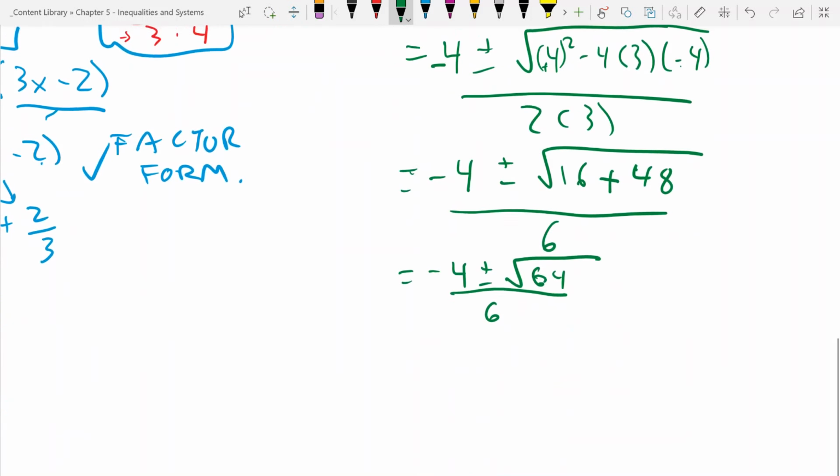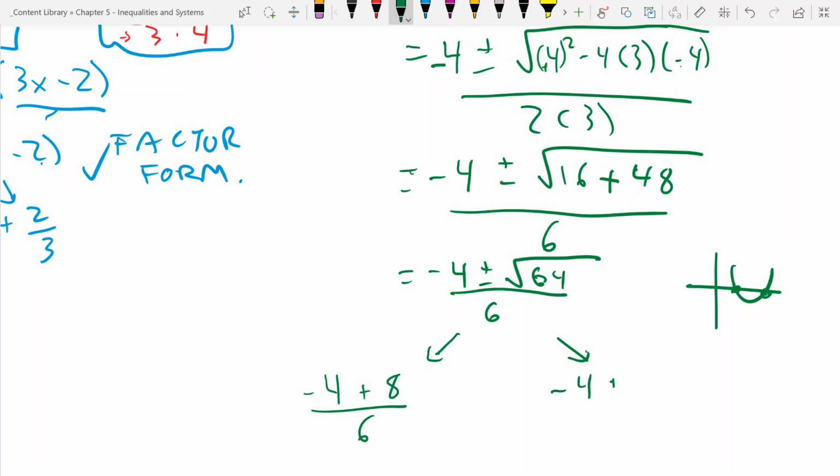Usually at this point, once I get whatever is underneath the radical simplified to one number, this is where I split my answers into the positive and negative. Remember, when you're doing a square root, with a parabola there are usually going to be two solutions. That's why you get your two answers with the plus or minus. So we got negative 4 plus 8 over 6, and negative 4 minus 8 over 6.